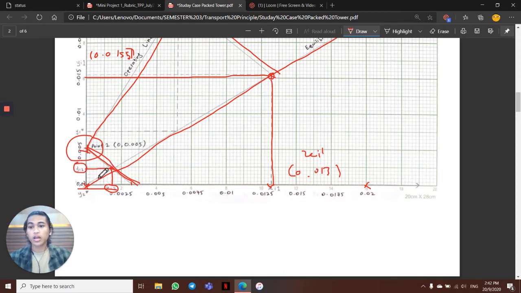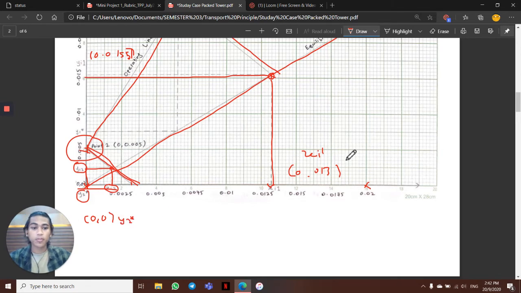So from the yi2, how to get y2 star? You just pull vertically downward and you will get y2 star here, which is 0, 0 for the y2 star.